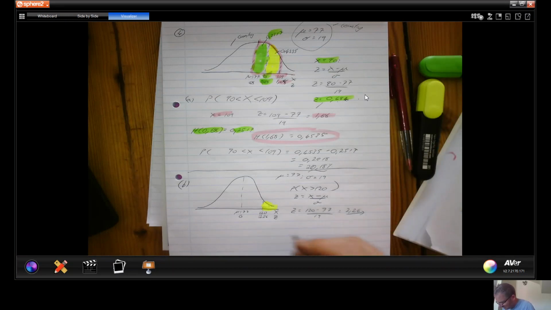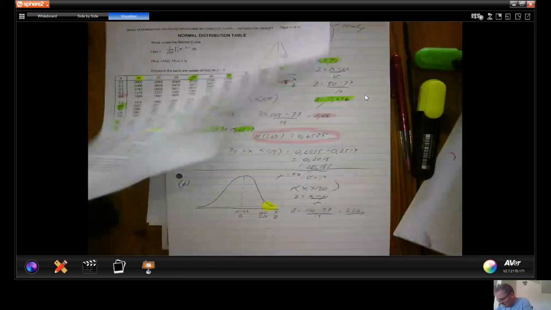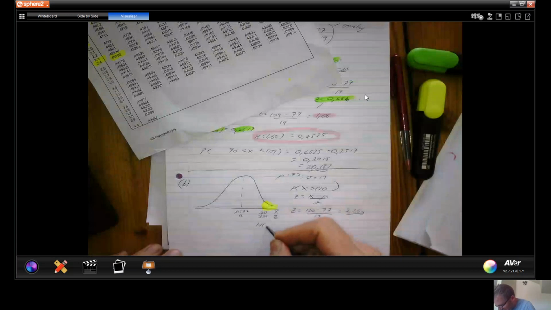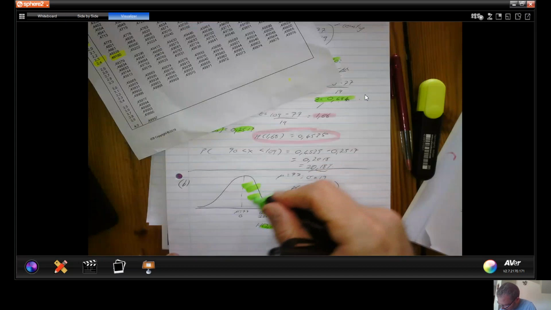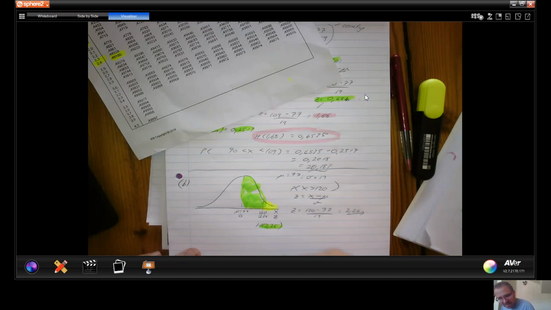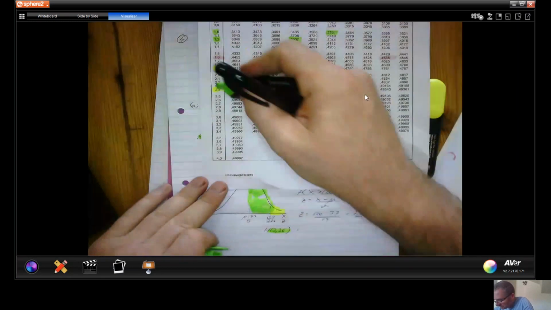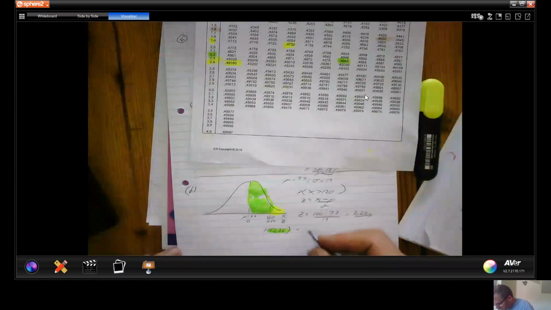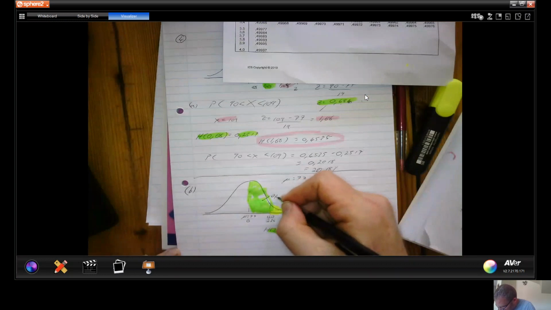Now we go to our table, we look up a Z score of 2.26, and we're going to find H of 2.26, and that will be the green region over here. There's H of 2.26, that region there. H of 2.26 is going to be equal to, 2.26 is over here, and you get 0.4881.